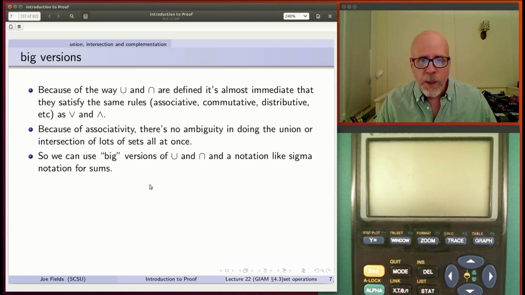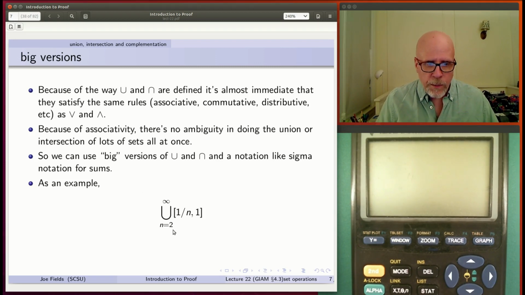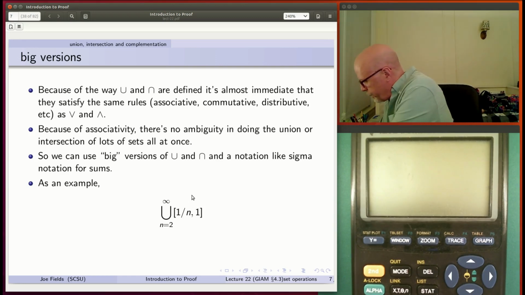And that leads to what I call the big versions of union and intersection. They're like sigma and pi notations for sums and products. Well, let's just see what one of them looks like. This is a union for an index that goes from 2 all the way to infinity of a bunch of intervals. All these intervals look like closed intervals, square braces on both ends. The right side is always 1. The left side is 1 over n. So first, this is the interval from 1/2 to 1. Should I write that out? I bet I should.